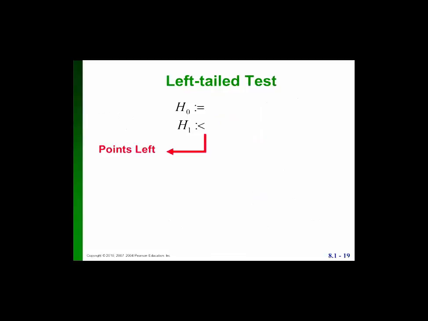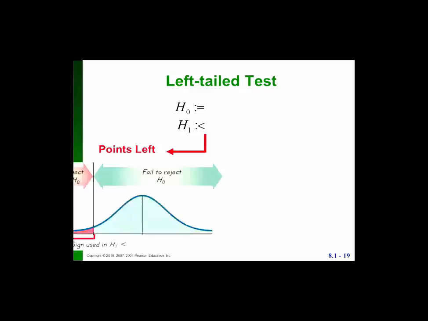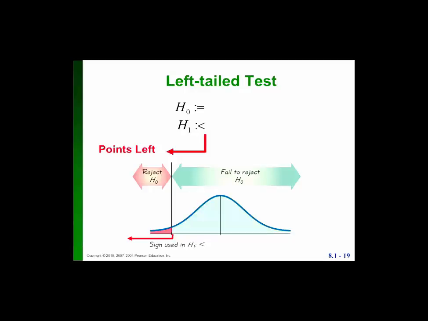If the alternative hypothesis is less, let's say p is less than something, or mu is less than something, or sigma is less than something, if your alternative hypothesis has a less than in it, you're going to have a left tail test. You're going to reject the null hypothesis if your test statistic falls out there in the left tail end of the normal distribution.